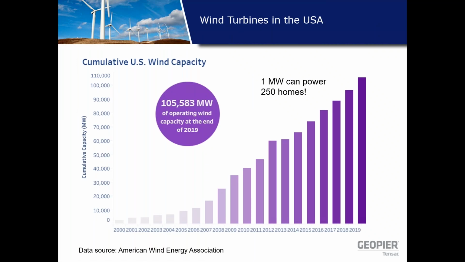So I found some interesting statistics that I thought I would share with everyone. Where are we today? Well, as you can see on this plot, wind-generated electricity has increased in the last 20 years from about 10,000 megawatts to north of 100,000 megawatts. To put that in perspective, 1 megawatt can power over 250 homes. 100,000 megawatts can then power 25 million homes. That's about 15% of the homes in the United States. That's pretty impressive, don't you think?